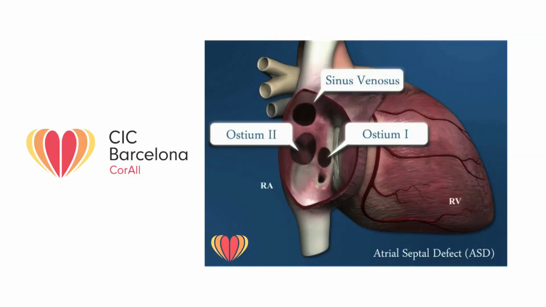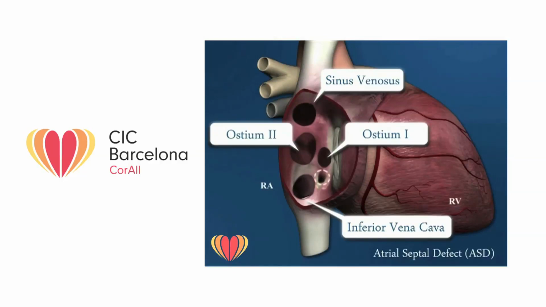The sinus venosus defect can be located at the orifice of the superior vena cava, the so-called superior sinus venosus defect, the most frequent one, or at the orifice of the inferior vena cava, the so-called inferior sinus venosus defect. The coronary sinus defect is located in the mouth of the coronary sinus, thus creating a communication between the coronary sinus and the left atrium.